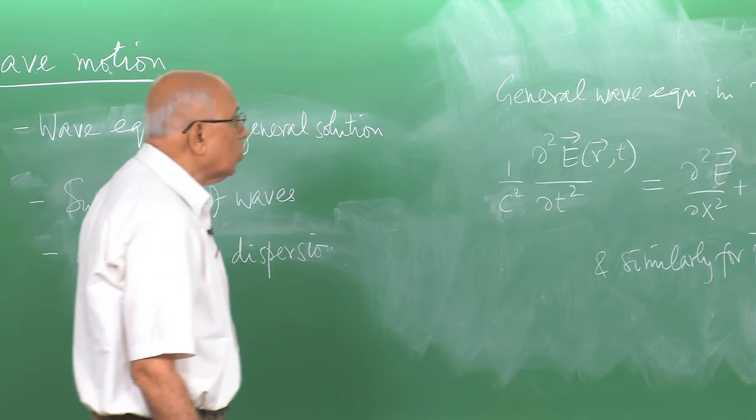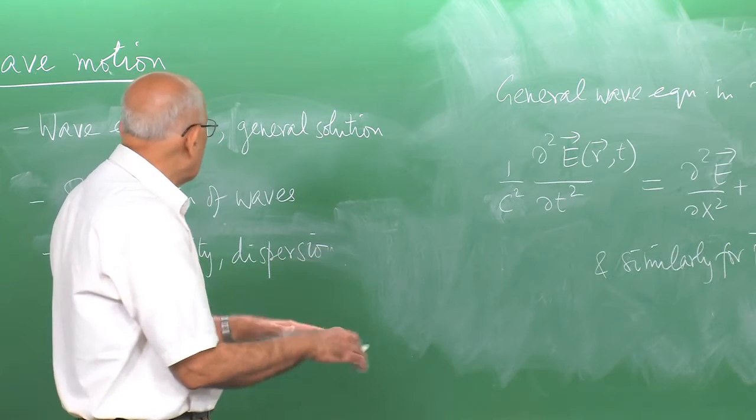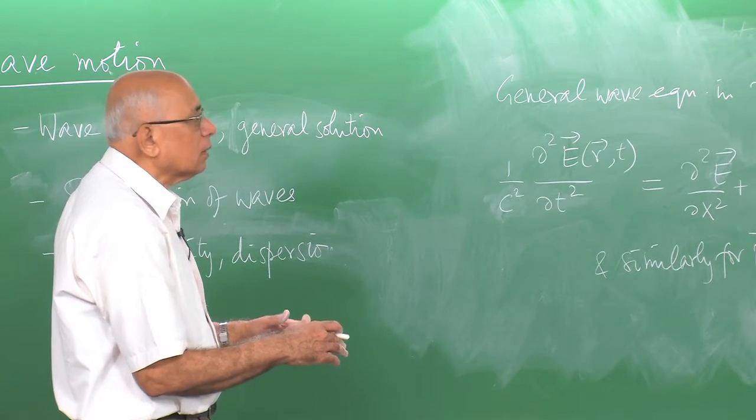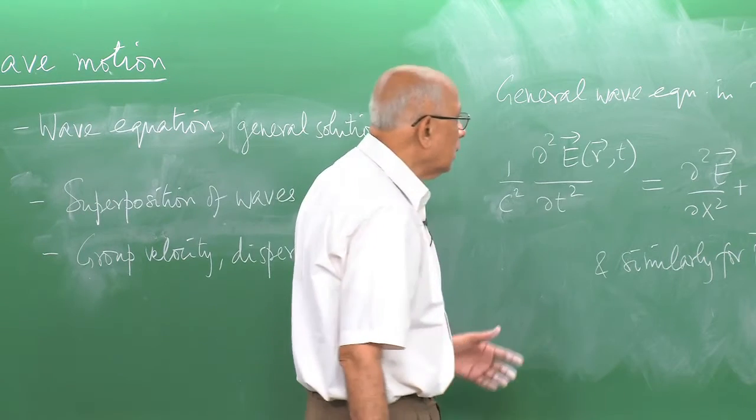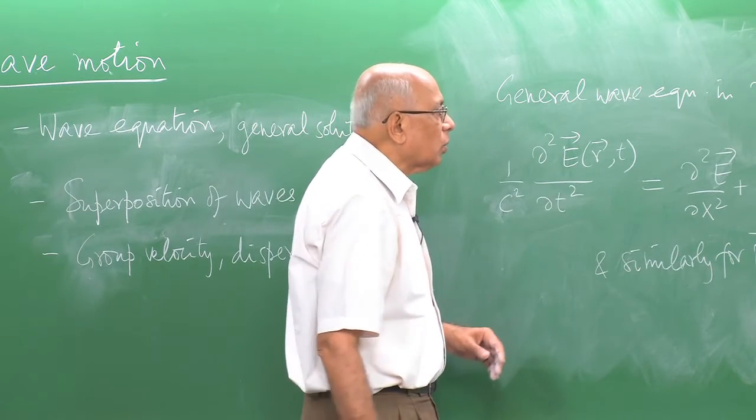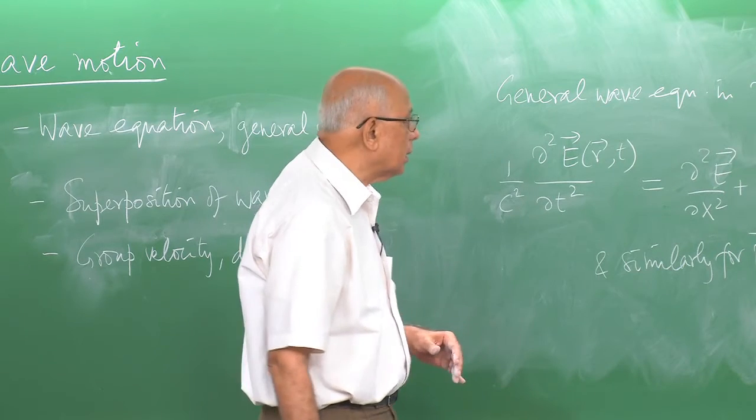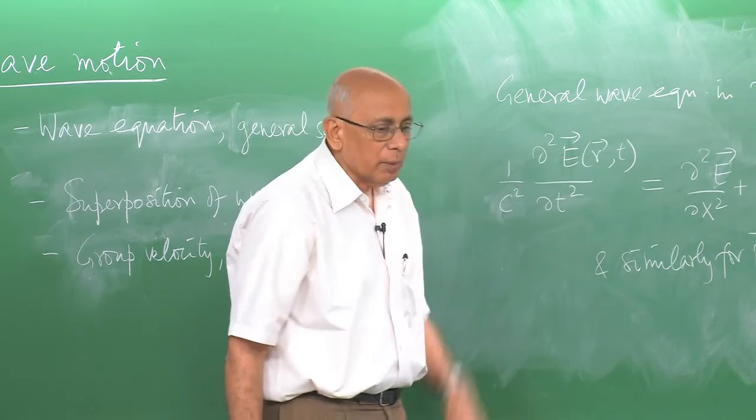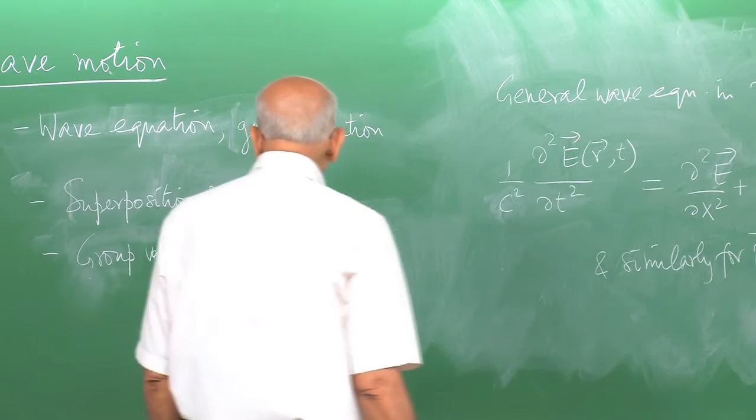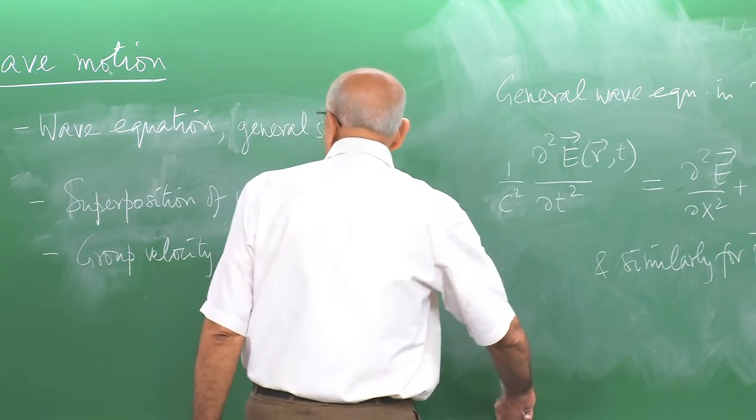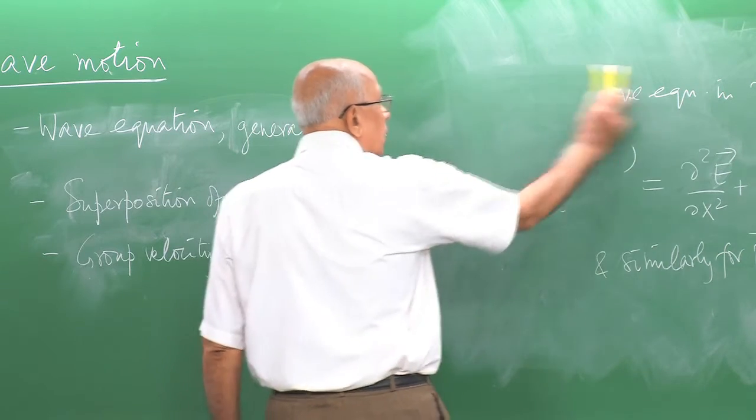So as you can see, the general wave equation is a very comprehensive kind of equation. It can have all possible kinds of solutions depending on the situation, much more complicated than the simple transverse waves on a string that we have been talking about here. Next, let us look at superposition of waves.